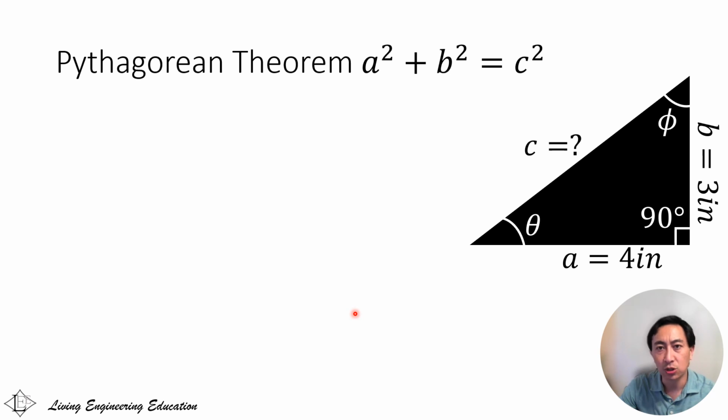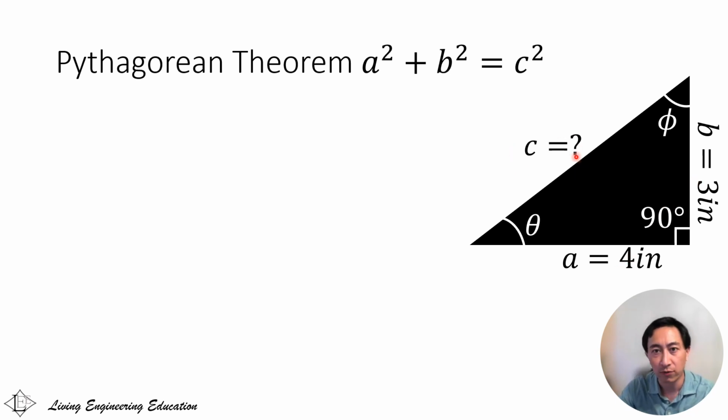So let's take a look at 2 example problems that define how to use the Pythagorean theorem. So here I have a right triangle. Remember, I have my 90-degree angle right here. Remember, directly across from it is my hypotenuse. I'm going to define that as my C length. And we're given the lengths B and A, 3 inches and 4 inches. And we're going to try to solve for C.